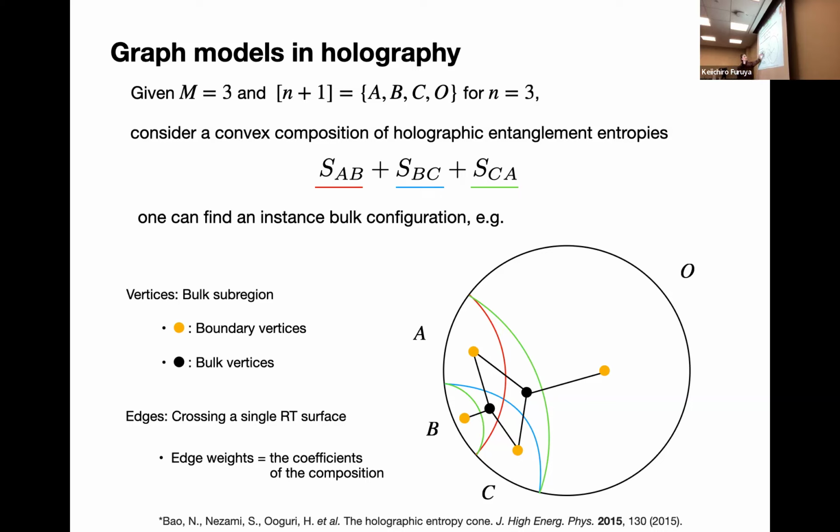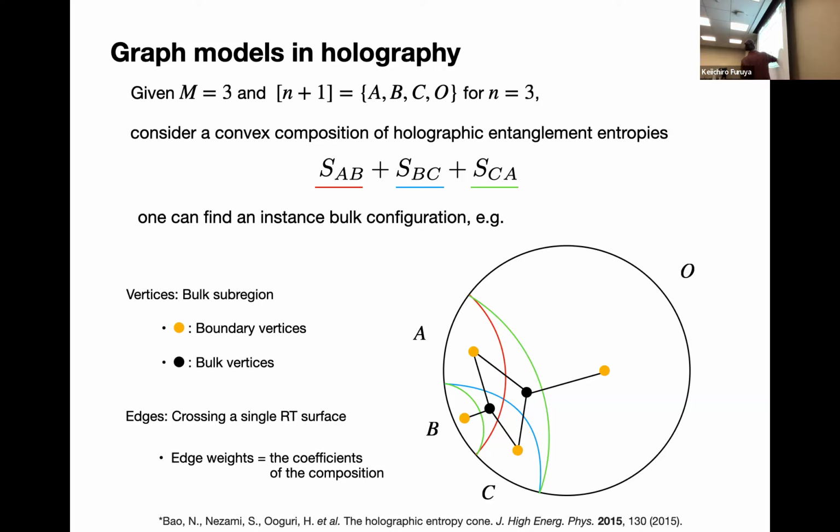And the boundary vertices are the ones whose bulk subregion is homologous to the boundary subregion. Okay. And then edges are defined in the following way. If you have two vertices like this, the edges are defined only when it crosses the RT surface once. So you cannot draw the edge between this vertex and this vertex directly because it crosses the RT surface once. It's a dual graph. Yes, it's a dual graph.